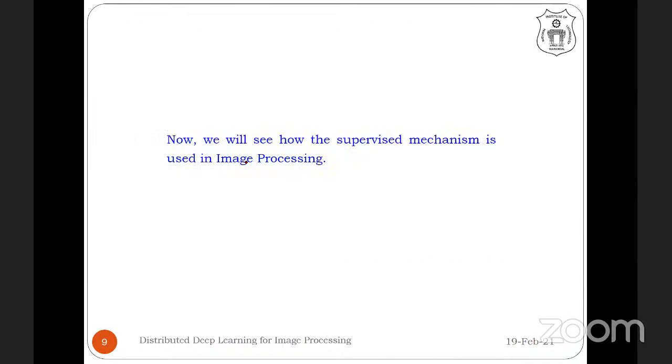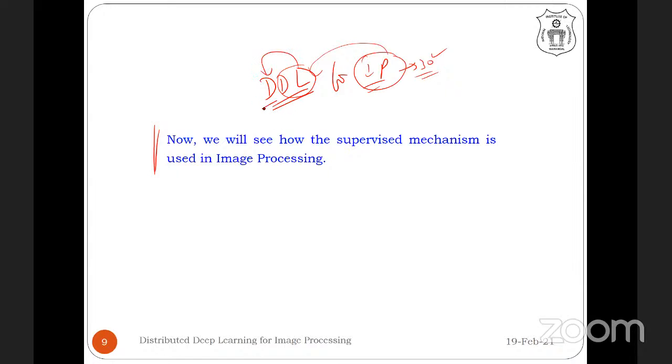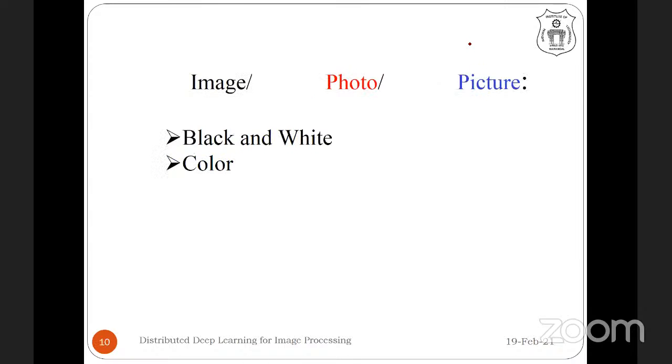As we are concentrating only on image processing, I'm being specific about only these two in our entire discussion. Before going into that, as our target is distributed deep learning for image processing, I will spend a few minutes discussing image processing, how it can be used for distributed deep learning, and what I mean by distributed here. This is how I'm going to explain this 1 hour, 1.5 hour session. Right, when you go to image, these are the synonyms.